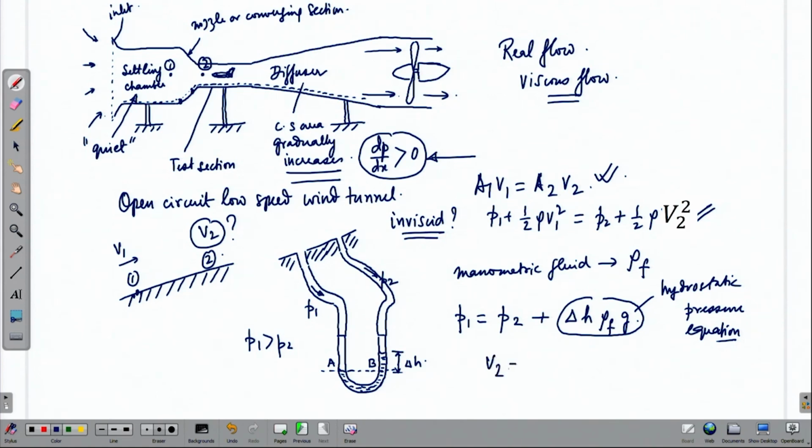So, that will come out to be delta H rho f g plus half rho V 1 square into 2 by rho. Try deriving this equation at home by making use of Bernoulli's equations between the points 1 and 2.